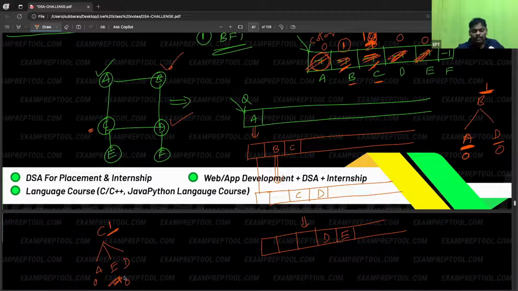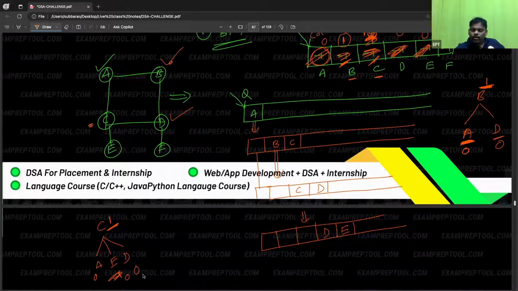In a similar way, go to D. Hello D, what is your color? D said that my color is 0. 0 means already visited. No need to keep it inside because it may already be there. But what is your color? 0. Opposite, no problem. So like that, it will keep on continuing.